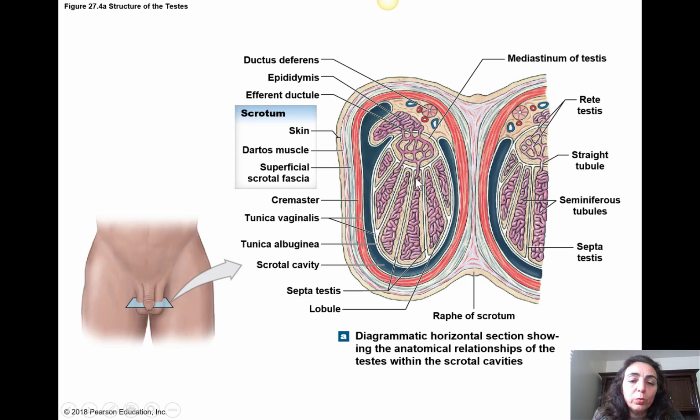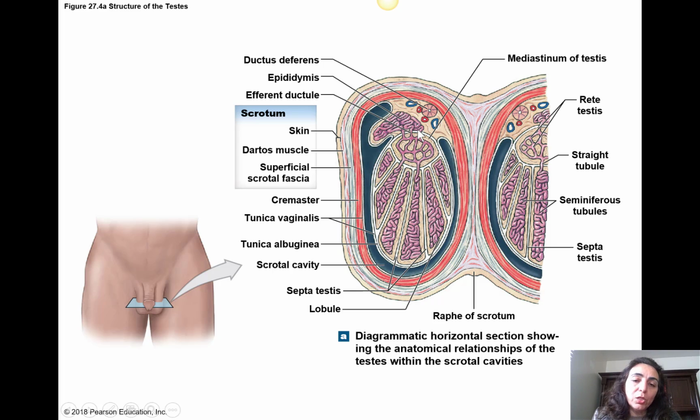Now these seminiferous tubes continue to make, when the ends of these ducts come here toward the mediastinum, a network that we call rete testis. So sperm is formed here in the seminiferous tubules, right? And in each compartment we may have 1 to 3, or mostly 2 to 3 seminiferous tubules. Then when they come here, they connect to the rete testis.